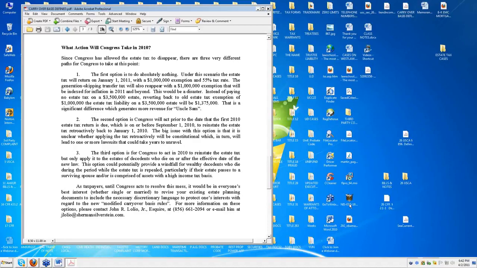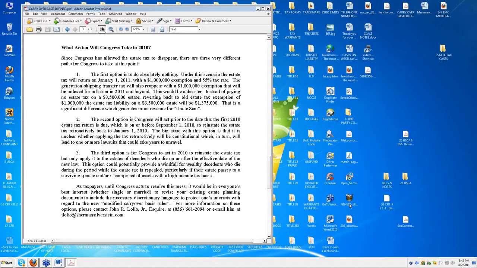The first option, let me see. What action will Congress take in 2010? Since Congress has allowed the estate tax to disappear, there are three very different paths for Congress to take at this point. One, the first option is to do absolutely nothing. Under this scenario, the estate tax will return on January 1, 2011 with a $1 million exemption and a 55% tax rate. The generation skipping transfer tax will also reappear with a $1 million exemption that will be indexed for inflation in 2011 and beyond. This would be disaster.